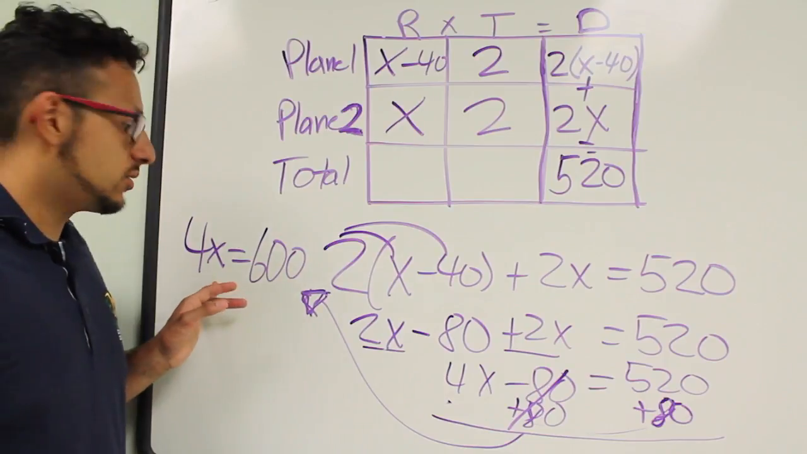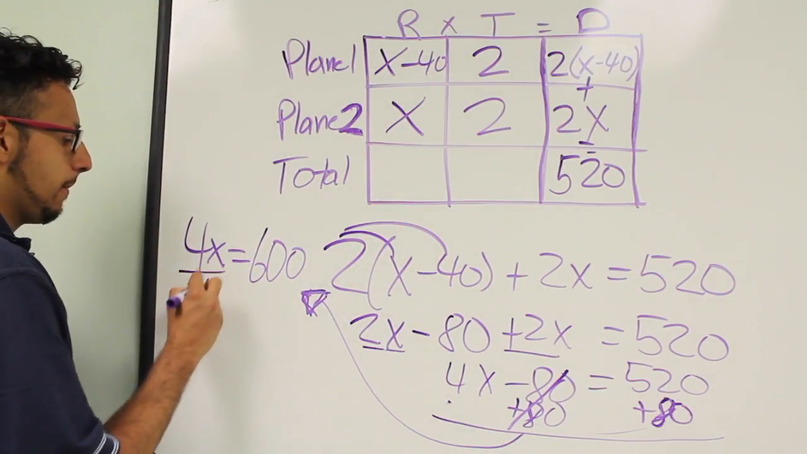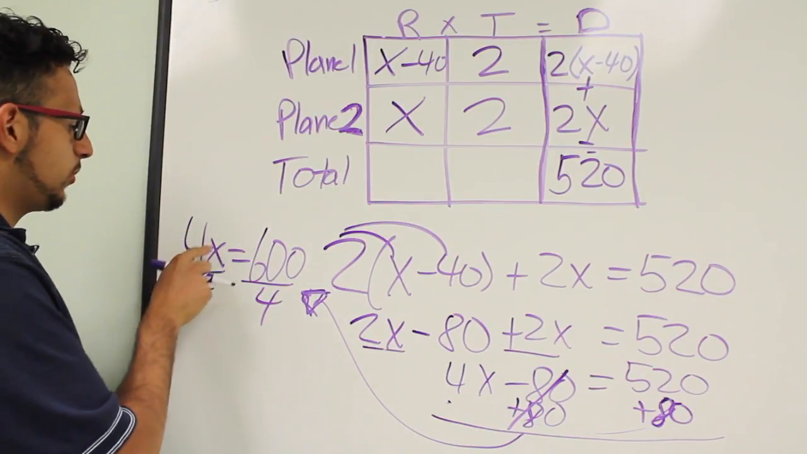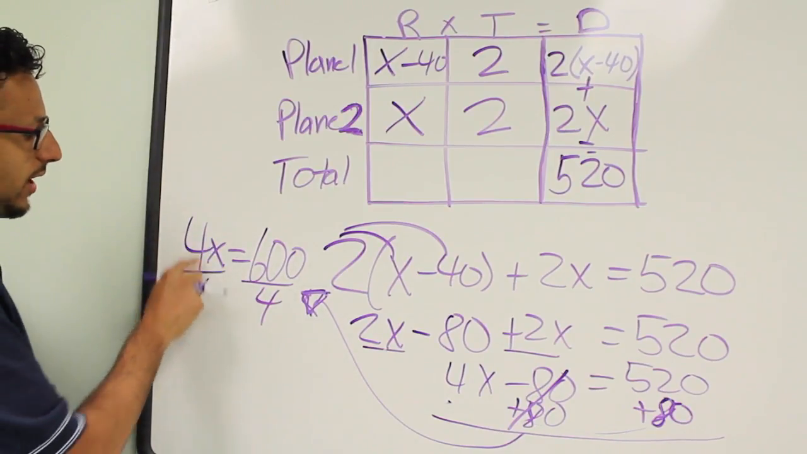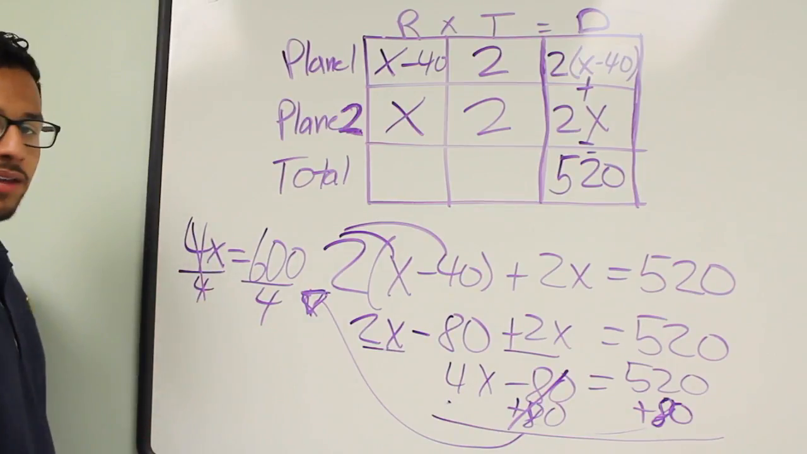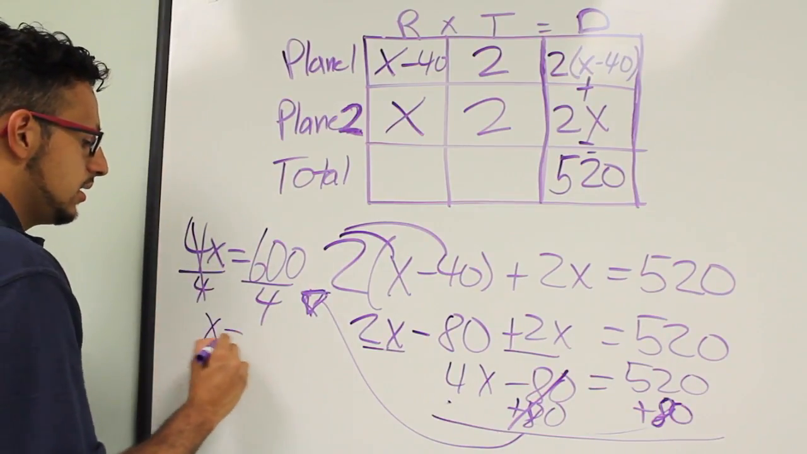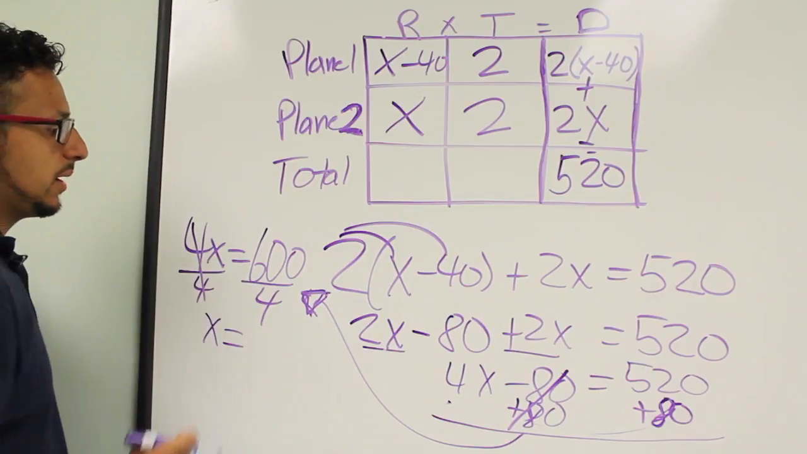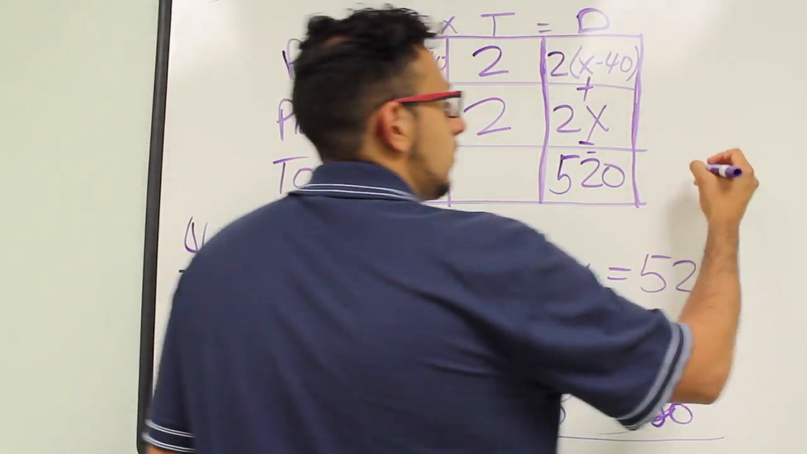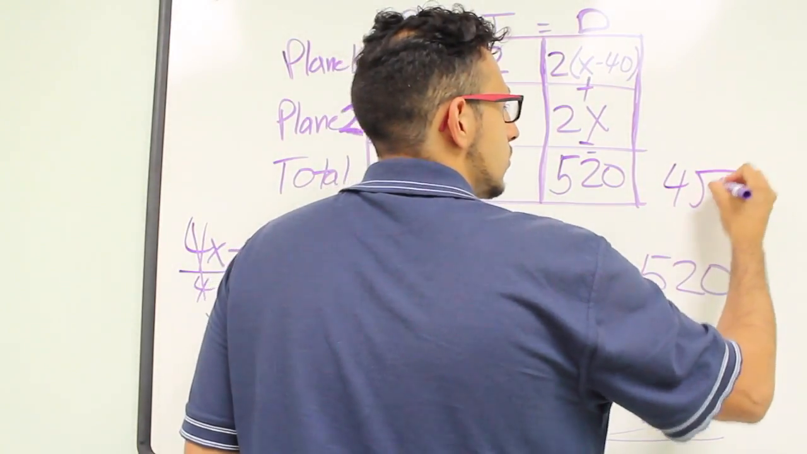To solve for x, we're going to divide both sides by 4. Because this is 4 times x, the opposite of multiplication is division. We have to divide by the number in front of x, which is 4. So 4 divided by 4 cancels out, and we're left with x is equal to 600 divided by 4. We can do the division on the side: 4 into 600.